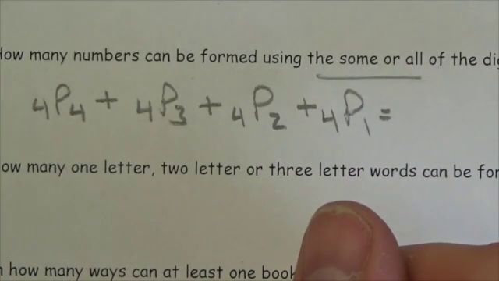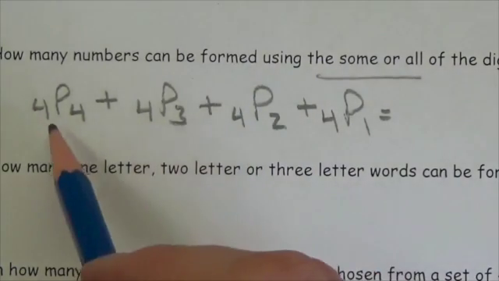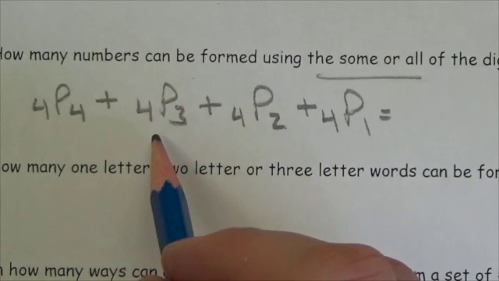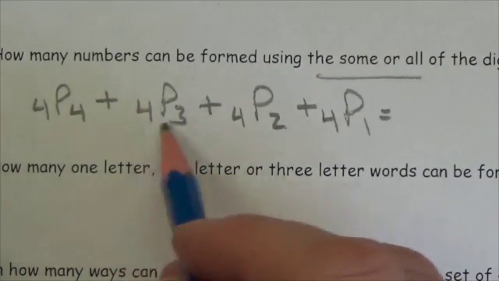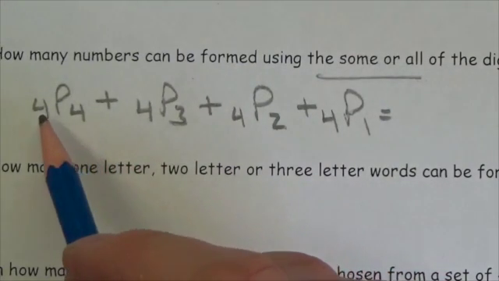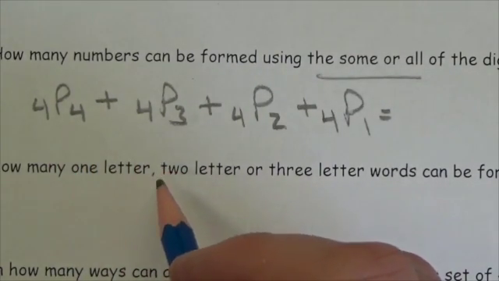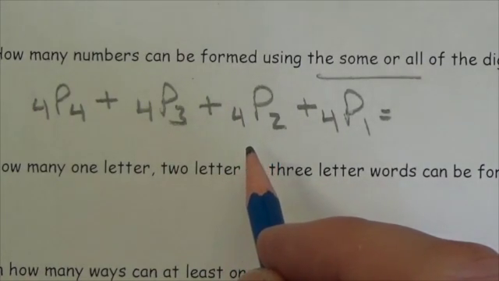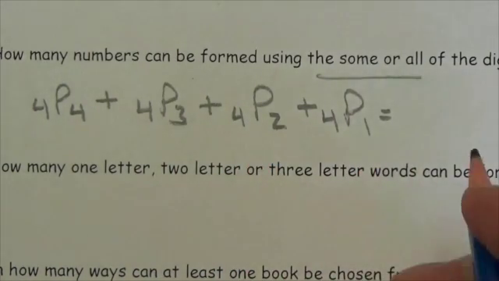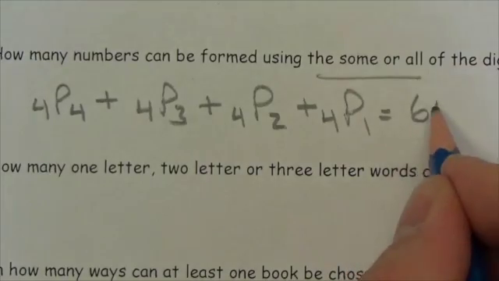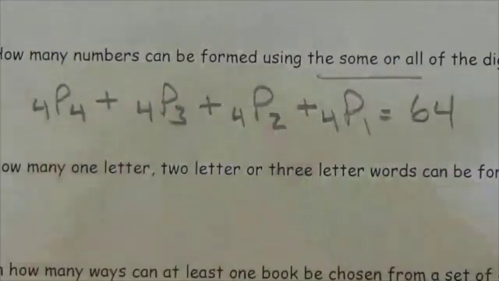So let me just run through this really quickly here. This is going to be 24. Turns out this will be 24 as well. The reason for this being 24 is because the difference between 4P4 and 4P3 is just that last digit, 1. This is going to be 12, and then this is going to be just 4. Putting those all together, there are 64 different numbers that we can build with those digits.